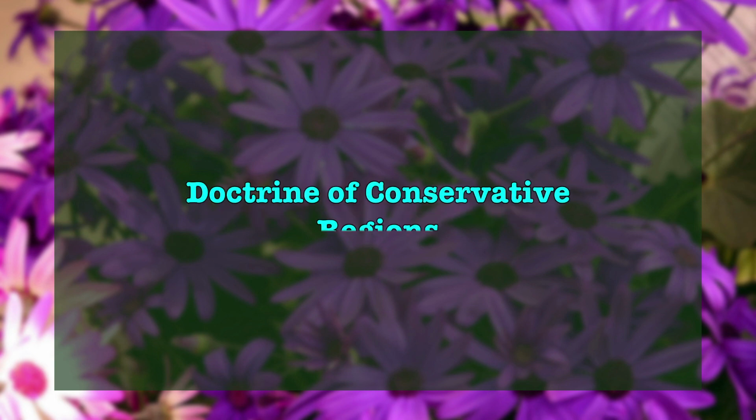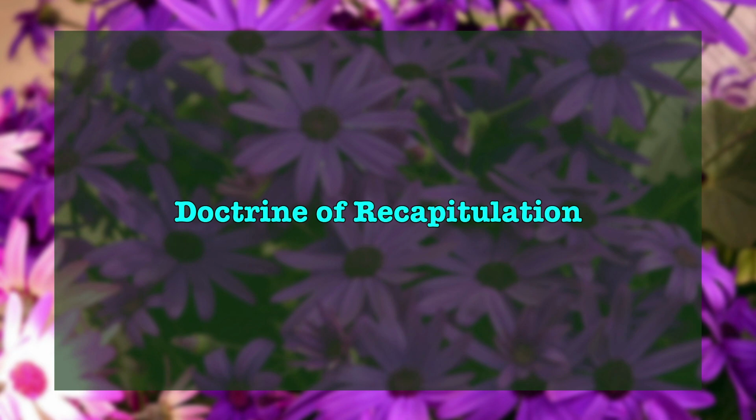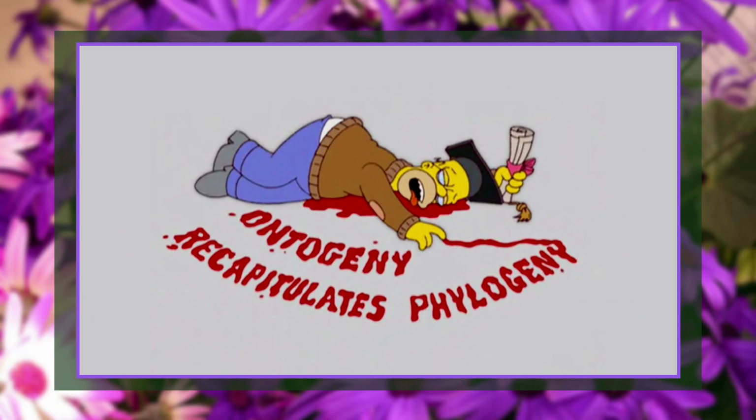The doctrine of conservative regions holds that certain regions of a plant have become less susceptible to environmental influence than others and therefore exhibit primitive features. The doctrine of recapitulation holds that early phases in development are supposed to exhibit primitive features, that is, ontogeny repeats phylogeny.